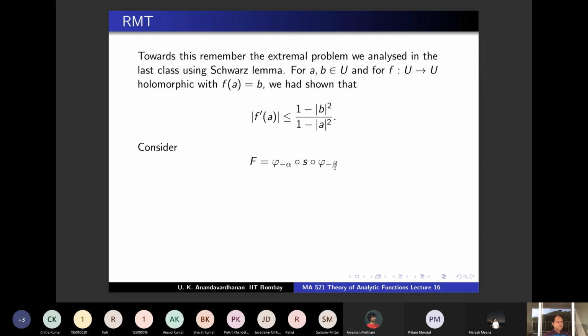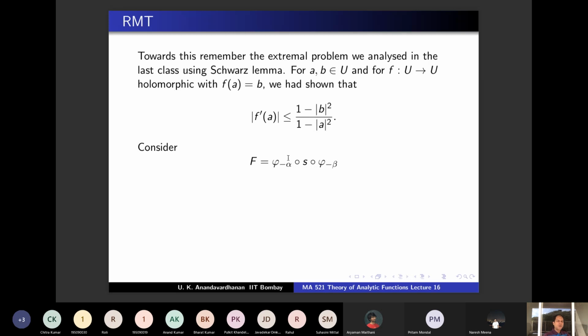And what is beta? Beta is g of z0, where g square is phi alpha composed with psi. So you have phi beta, phi minus beta, and phi minus alpha. And what is the function s? S is just squaring. S of z is z square.